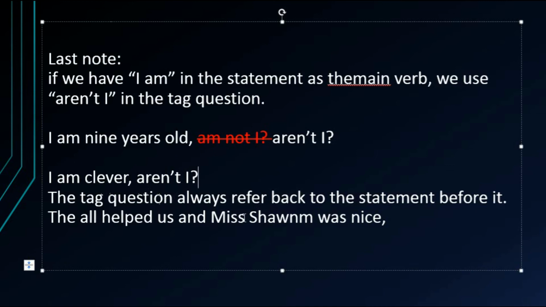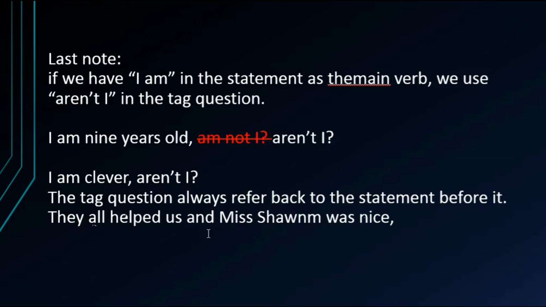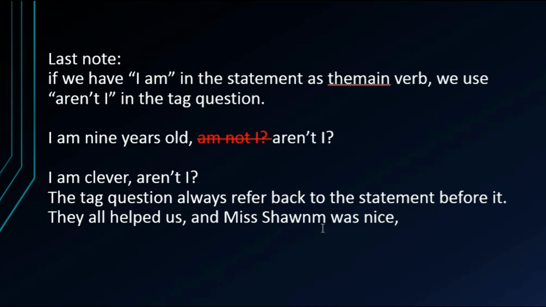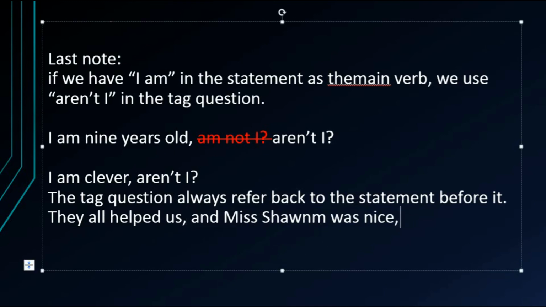The tag question always, and this is important too, the tag question always refers back to the statement before it, okay? So look at this example. My example says, they all helped us, and Miss Shonem was nice, okay? They all helped us, and Miss Shonem was nice. If I have a tag question here, which sentence do I use? This one or this one? I should use this one for sure, okay?